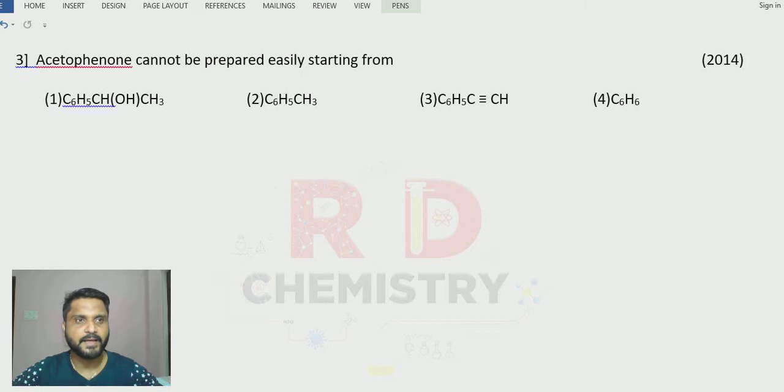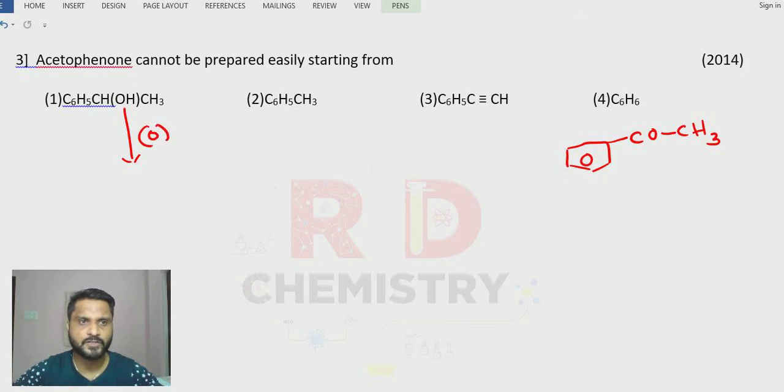Question number 3. Acetophenone cannot be prepared easily starting from. What is acetophenone? Acetophenone is a benzene ring attached to the COCH3. This is the acetophenone. Now see the structure here. There is alcohol. It can be made to undergo oxidation. On oxidation, we get C6H5, C double bond O and CH3. Possible, right? First option. Second option.